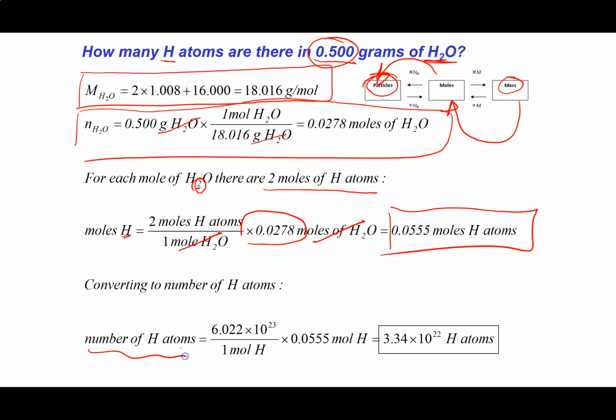So to get the number of hydrogen atoms, I have to recognize that I get 6.022 times 10 to the 23 hydrogen atoms for every 1 mole of hydrogen. And then I multiply that by my moles of hydrogen, and sure enough, what have I got? My number of hydrogen atoms. And it's a really big number. And that makes sense because there's going to be lots of hydrogen atoms in half a gram of water molecules. Remember that 1 atom is about 10 to the minus 24 grams. So it's going to be lots and lots of atoms in half a gram of molecules.